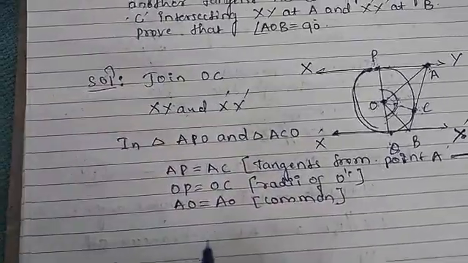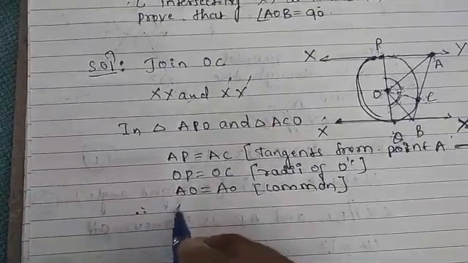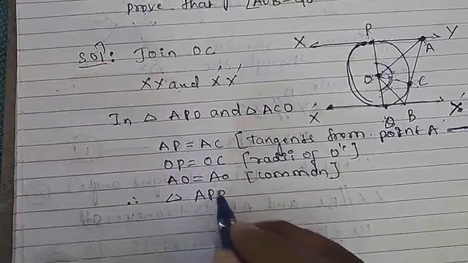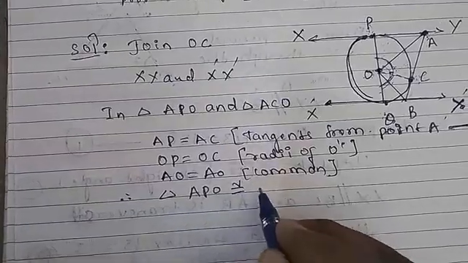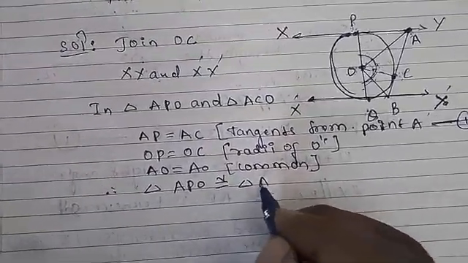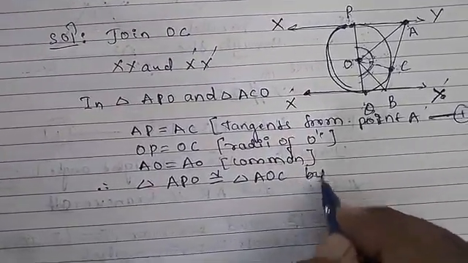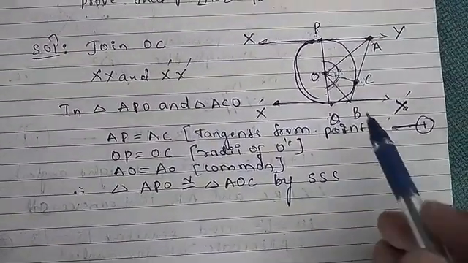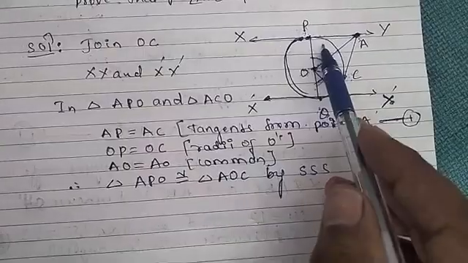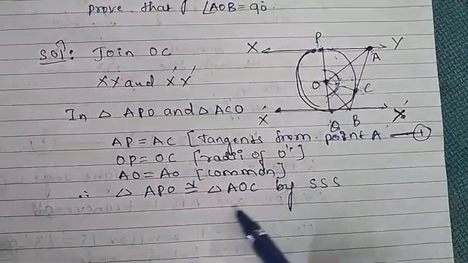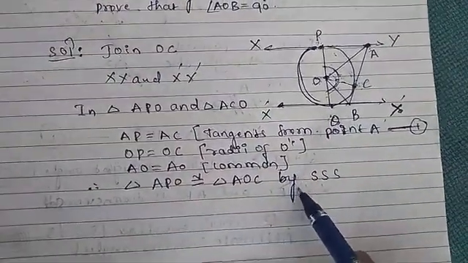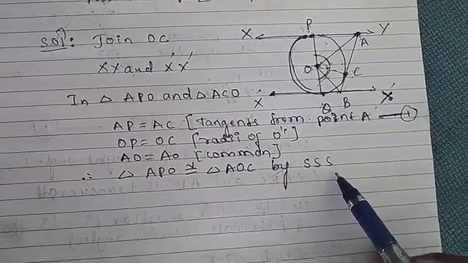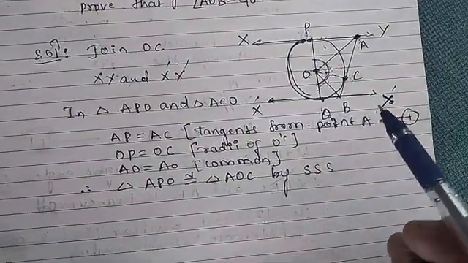Now therefore triangle APO is congruent to triangle AOC. By which rule? Side, side, side. Three sides are equal in this triangle to the corresponding triangle. So both triangles are congruent by the SSS congruence criteria. Clear? Now come to the next term.